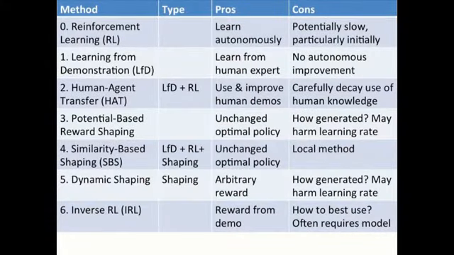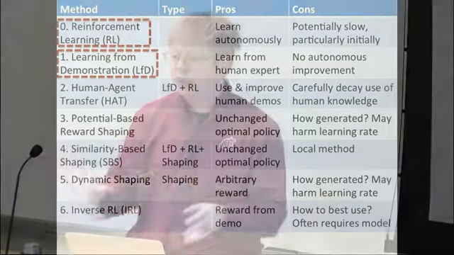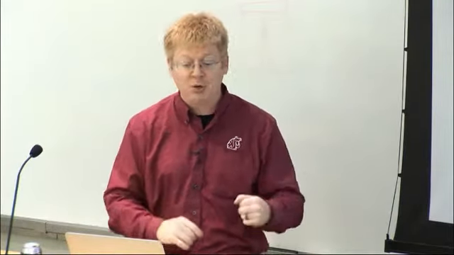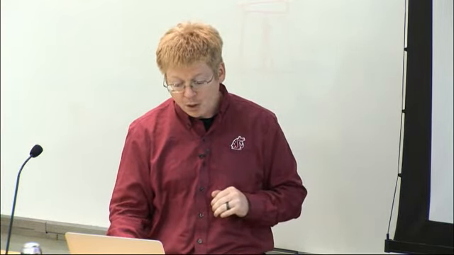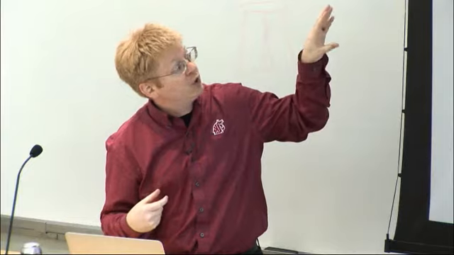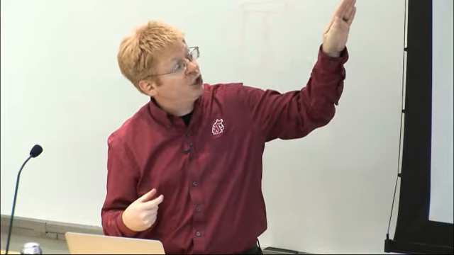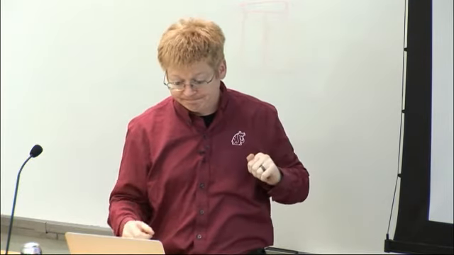So what do we have? We've got our two base methods in the upper left: reinforcement learning with no prior, which is really successful but can be slow, and learning from demonstration, which generally does not improve on the human. Then we've got a couple of methods that try to take human demonstration. One of them tries to directly use the policy from the human. One of them tries to make a shaping function based on it.